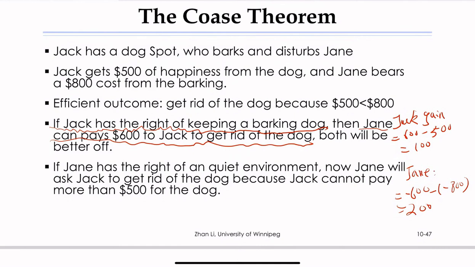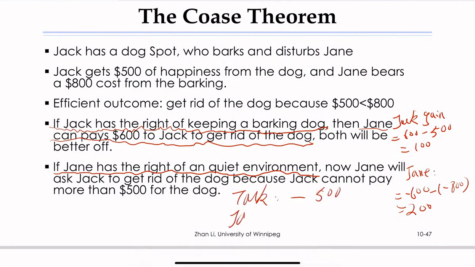Now, what about the other case? Let's say Jane has the right of a quiet environment. So this time, you can see that because Jane has the right, Jane won't need to pay Jack any money. Jane can just knock on Jack's door and tell him, hey, you have to get rid of the dog, right? And in this case, you can see that Jack definitely becomes worse off. However, Jack has to get rid of the dog because Jane has the right. So you can see that Jack's loss is minus $500.